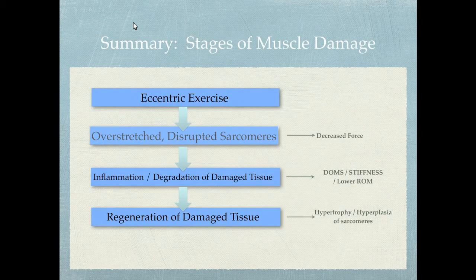So here's a summary of the stages in muscle damage. We have an eccentric training bout. The fibers overstretch, and you have disrupted sarcomeres, leading to a decrease in force. You have inflammation and degradation of damaged tissue, and that leads to DOMS and stiffness, as well as lower range of motion. Then finally, we have regeneration of damaged tissue, which can lead to hypertrophy, possibly hyperplasia of sarcomeres. Or if you damage beyond repair, you may not hypertrophy.